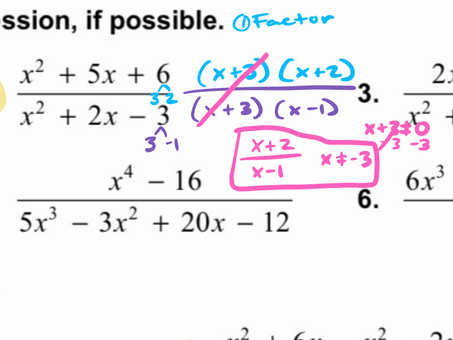Can I just cancel out these x's here? No. Because x plus 2 is one thing. X minus 1 is one thing. So you can't just cancel out x's unless they're being multiplied. So only when it's being multiplied to something else, that's when you can cancel. Notice here we're multiplying these two together so we can just cancel them out.